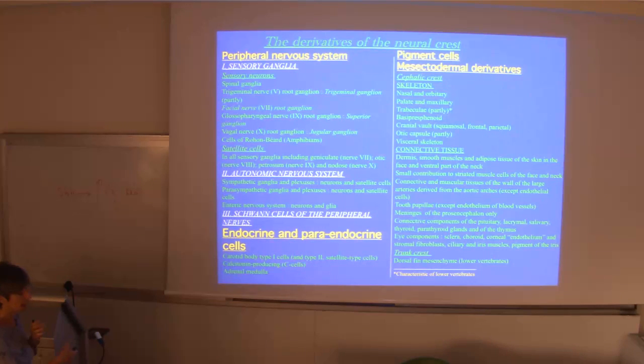So, cranial sensory ganglia, many components come from the crest. Then, satellite cells in all the sensory ganglia, as well as autonomic ganglia, all the satellite cells are crest derivatives.